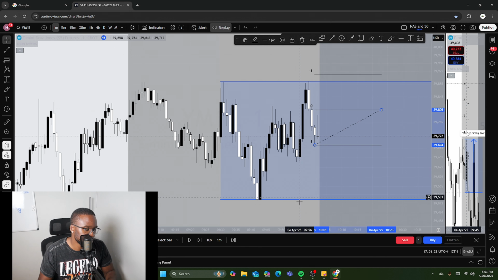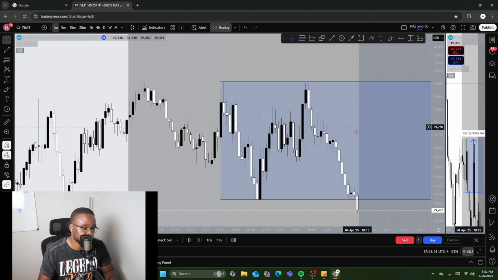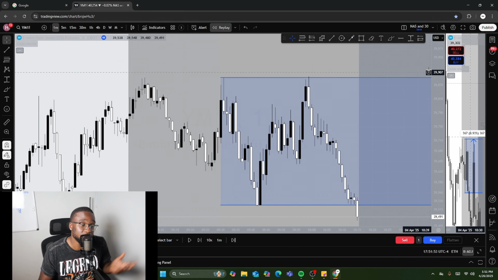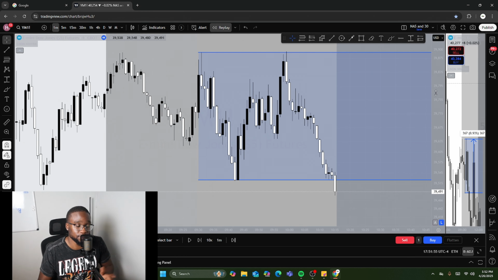But let's see. I need a big bullish engulfing candle to show me that, yeah, I'm strong. Nah, that's weak. Yeah, it's still dropping. Okay. Big bullish engulfing candle, and I'm taking the buys. Okay, never mind. You see, as I showed you guys, this is what I would have done.